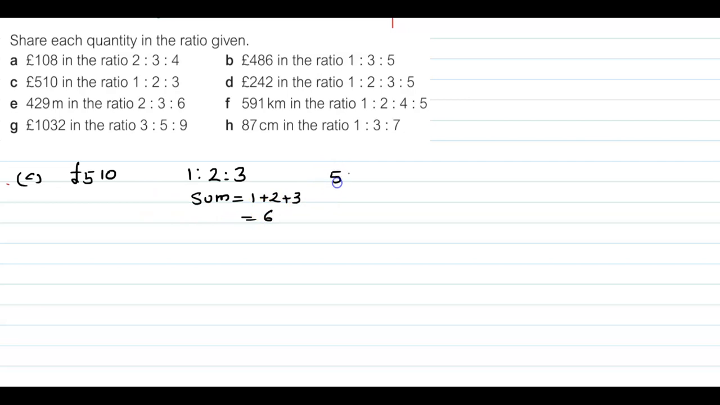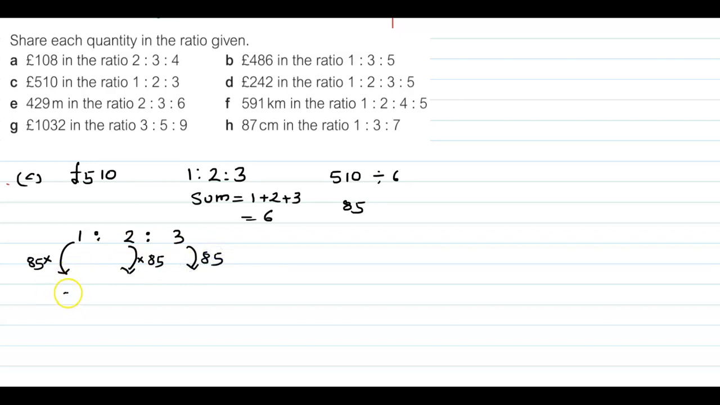510 divided by 6. So can you divide it for me? How much is it if you divide 510 by 6? 85. Okay, that's right. So it will be 85. Now next, you write down the ratio 1 is to 2 is to 3 and times by 85 here, times by 85 here and times by 85 here.